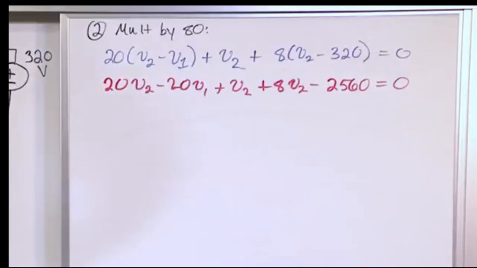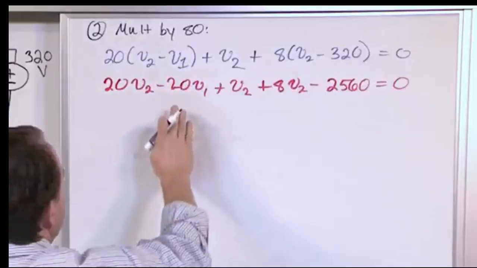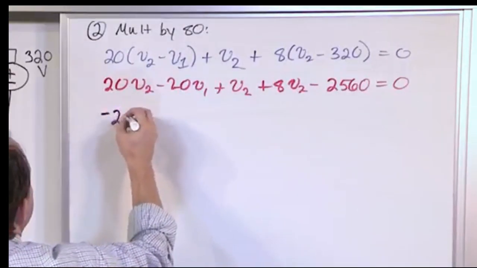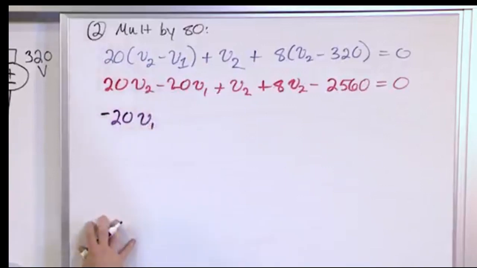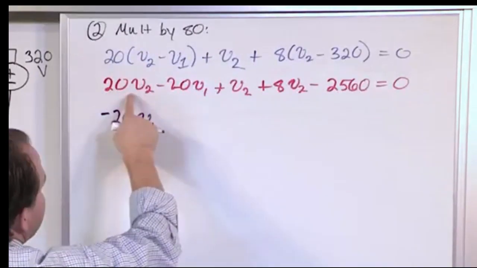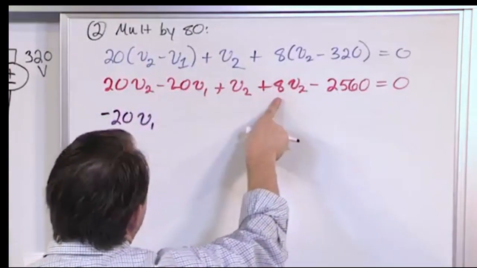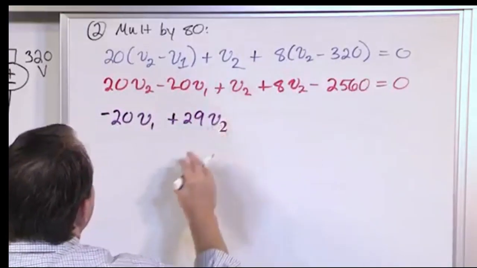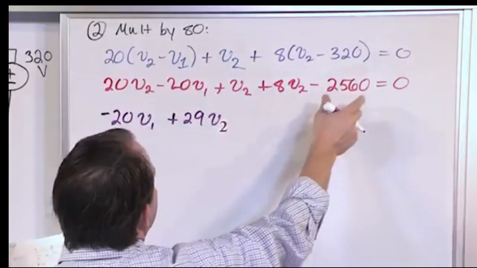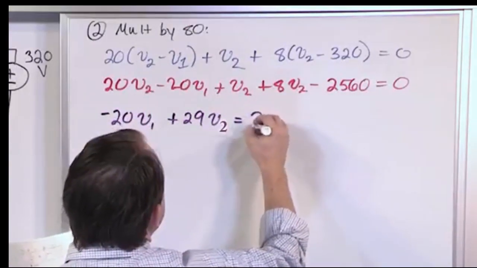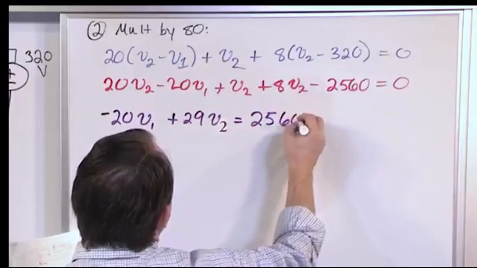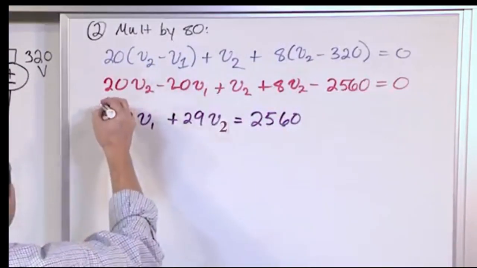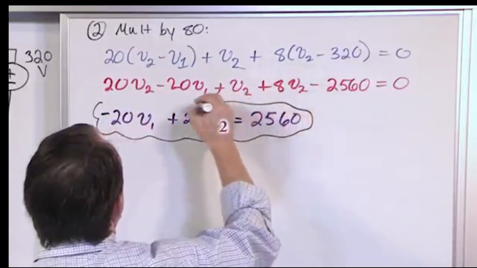Okay, and so finally we're going to write the final equation. We don't have any more V1s other than this one, so we'll have negative 20 V sub 1. What about V sub 2? We have 20, we have 1 more, and we have 8 more. So that's going to be 29 V sub 2. So we've done everything here. We just have the constant. We'll just move it to the right-hand side, 2560. And I'll go ahead and circle this. Okay?